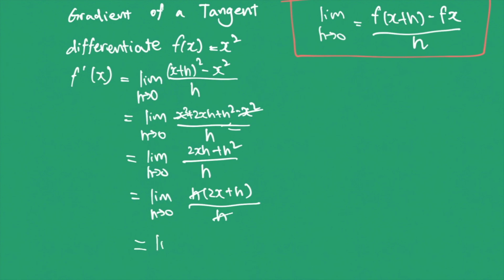So the derivative function of x squared would be the limit as h goes to 0 of 2x plus h. But it's not over. We can sub 0 in for h because it's a limit of h, which makes the derivative function of x squared just 2x. So that's how you find the gradient function or the derivative function by using the first principle.